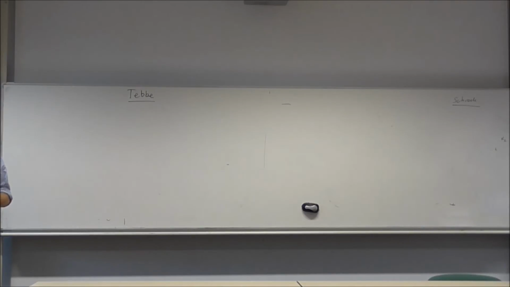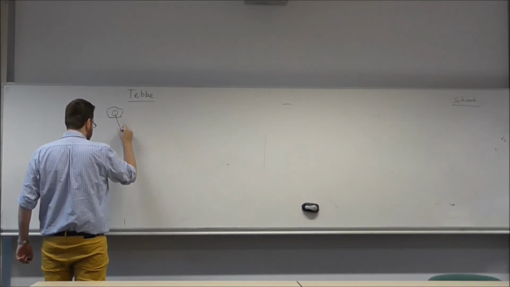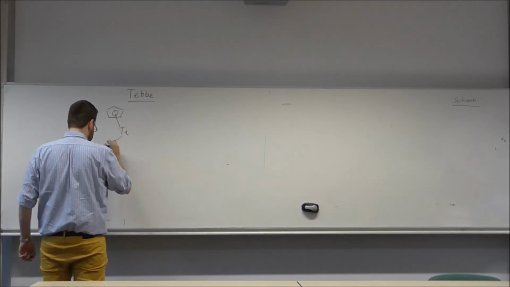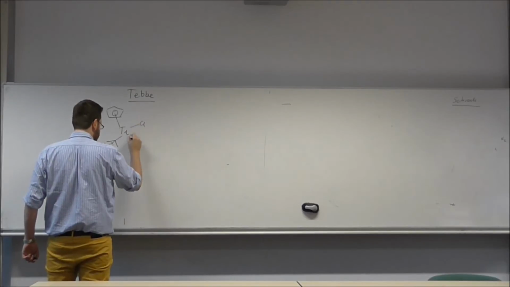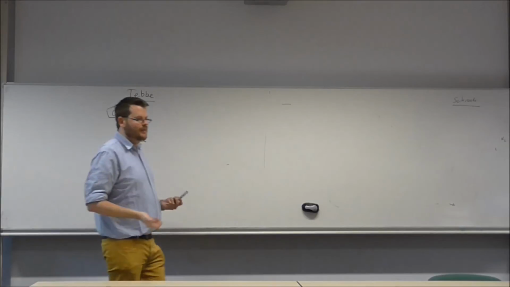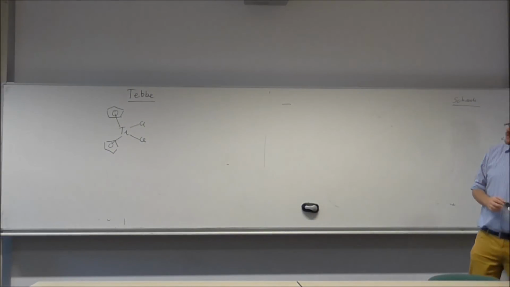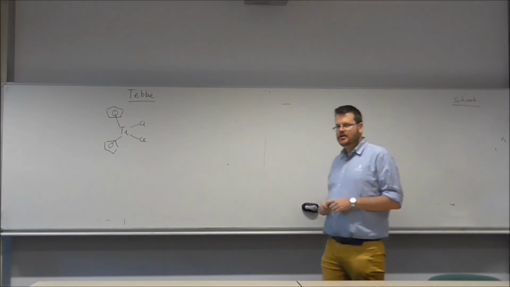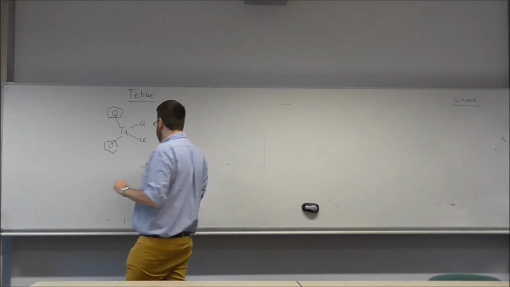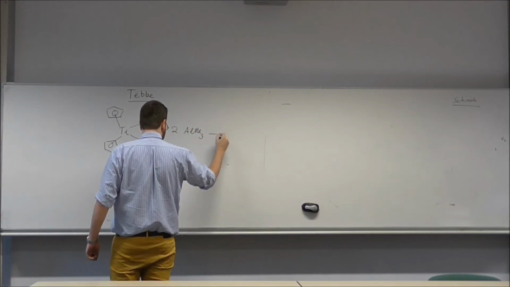Where's the carbon now? Let's review this. I know this is difficult. We take titanocene dichloride, also called bis-cyclopentadienyl titanium dichloride, and we react that with what? 2 equivalents of aluminum trimethyl. Correct. And what do we get?